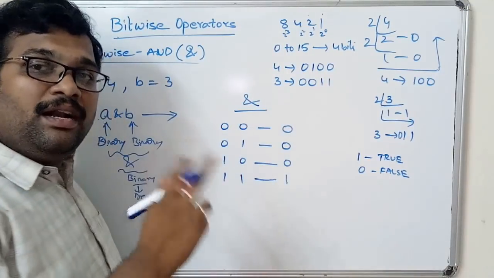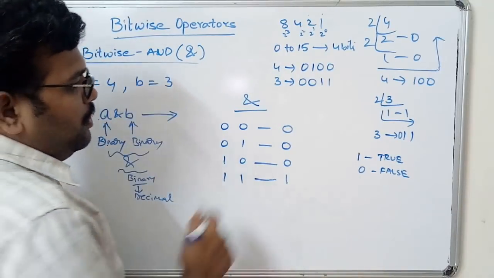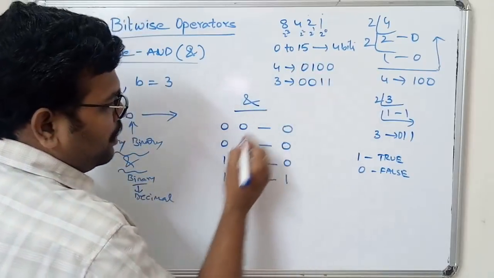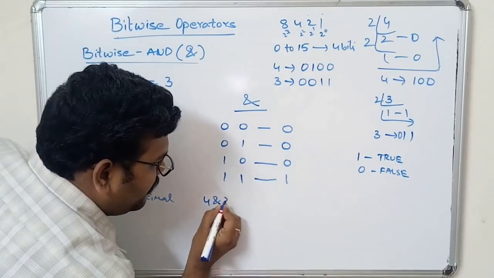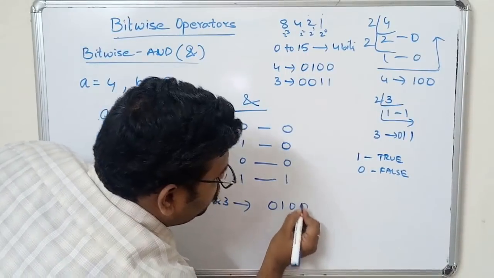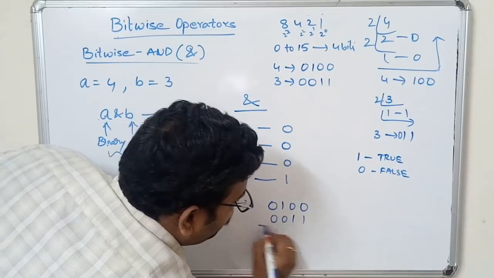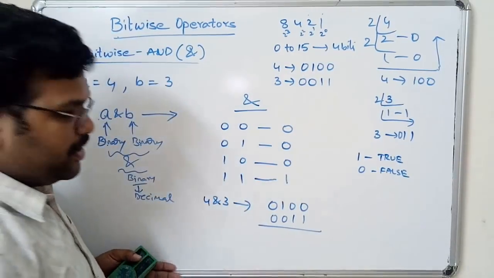That means if any one is false, the resultant will be false. So let us apply this for 4 and 3. 4 is represented as 0 1 0 0. 3 is represented as 0 0 1 1. Now perform the AND operation.